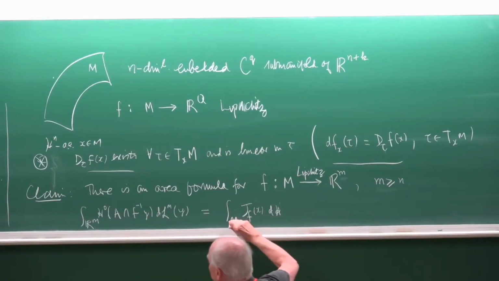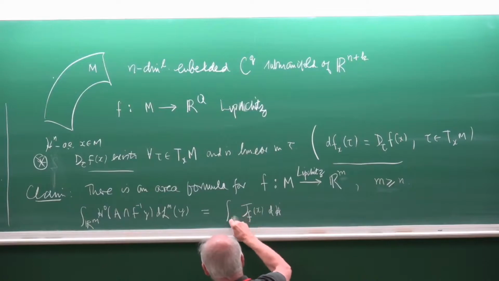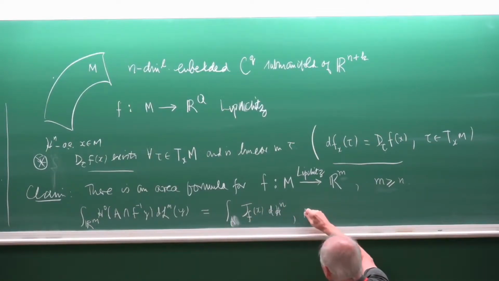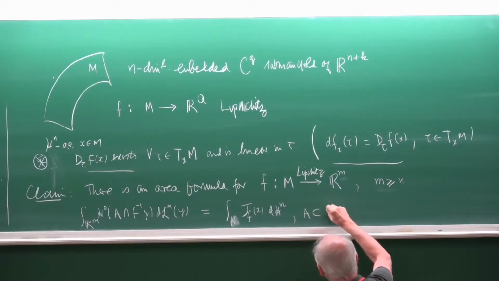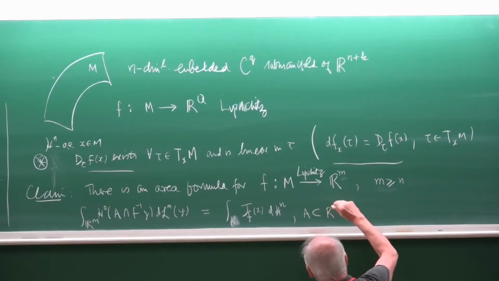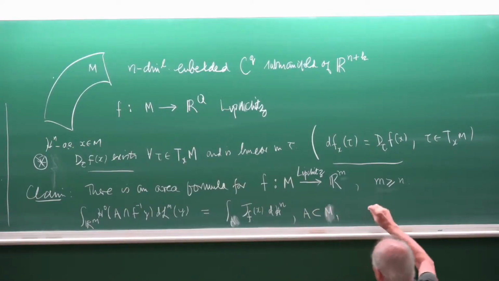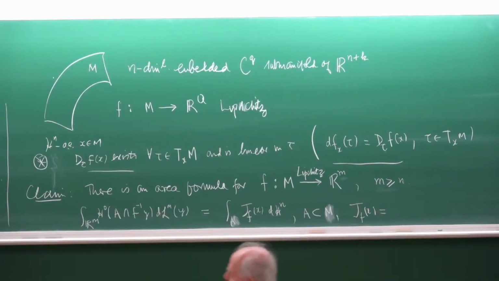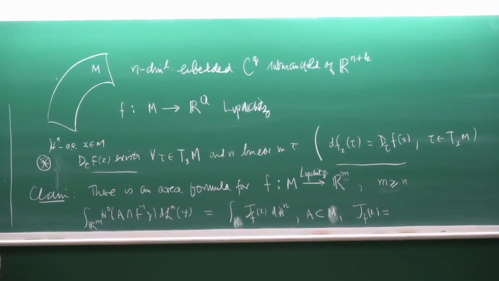Oh, sorry, this is M, this is A, and this is dHn again, valid for A contained in M. And I have to say what this is now. Well, JFX is exactly the same thing, except that instead of the standard basis vectors, these are partial derivatives with respect to the coordinate directions in Rn.